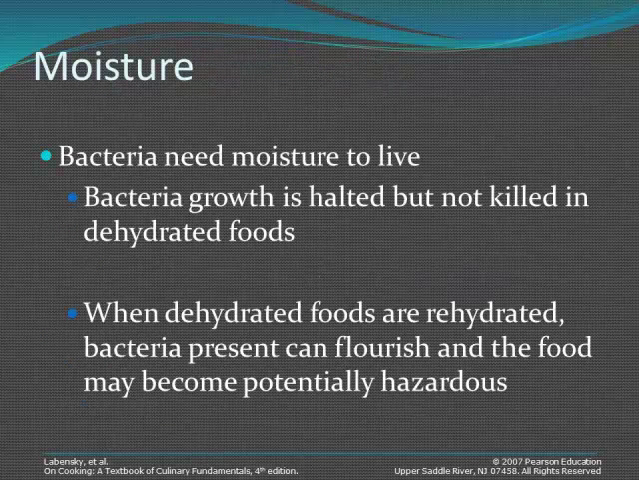When we look at the moisture component of FAT TOM, we mentioned bacteria need moisture to live. Bacteria don't necessarily die if there is not enough moisture, but it slows the growth, minimizes the growth until the environment is hospitable. When dehydrated foods are rehydrated, bacteria present can flourish and the food may become potentially hazardous.